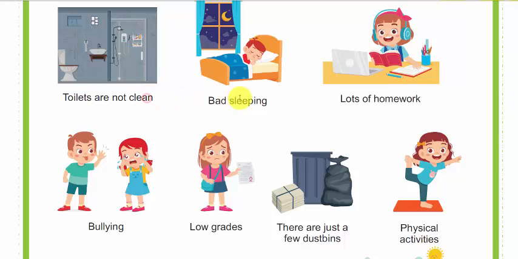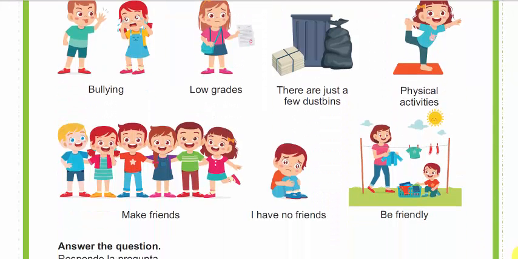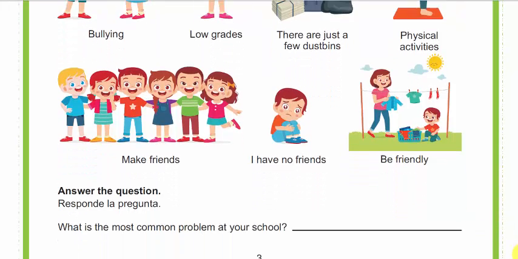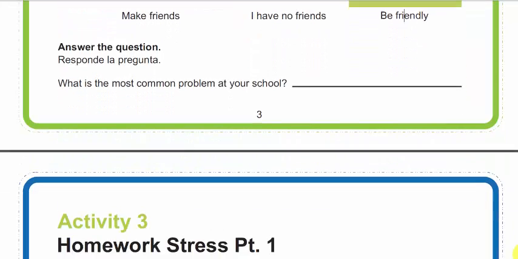Toilets are not clean. Bad sleeping, lots of homework, bullying, low grades. There are just a few dustbins, physical activities, make friends, I have no friends, and be friendly. La pronunciación en voz alta de esas frases mediante un audio e imagen de la pregunta contestada. That is the evidence for this activity.